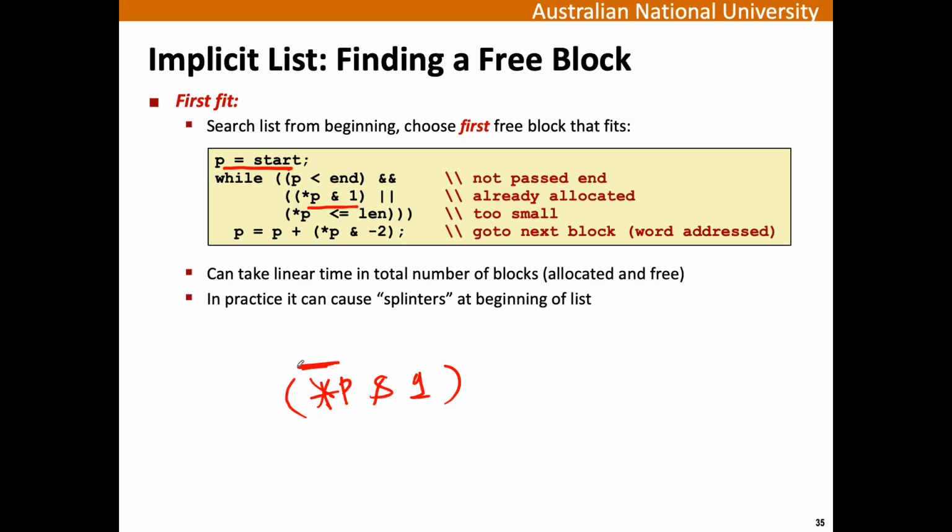The n integer, the size. And I'm doing a bitwise AND with what? With 1. So what am I trying to do? I'm trying to extract the allocated bit, right? The allocated bit. So we are trying to use masking now.